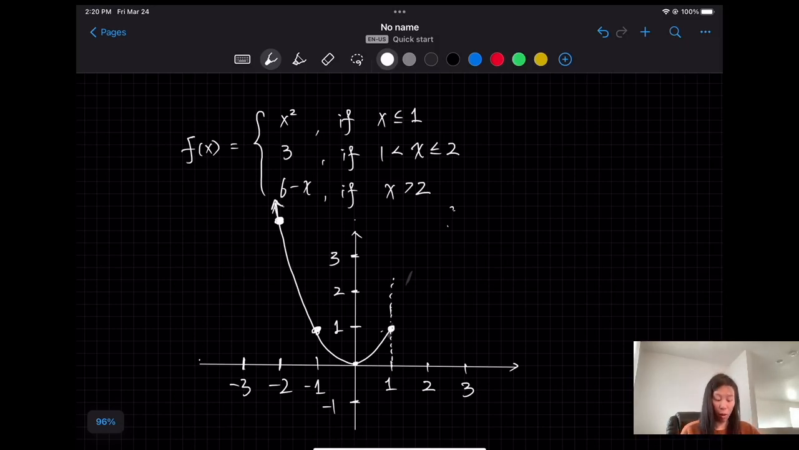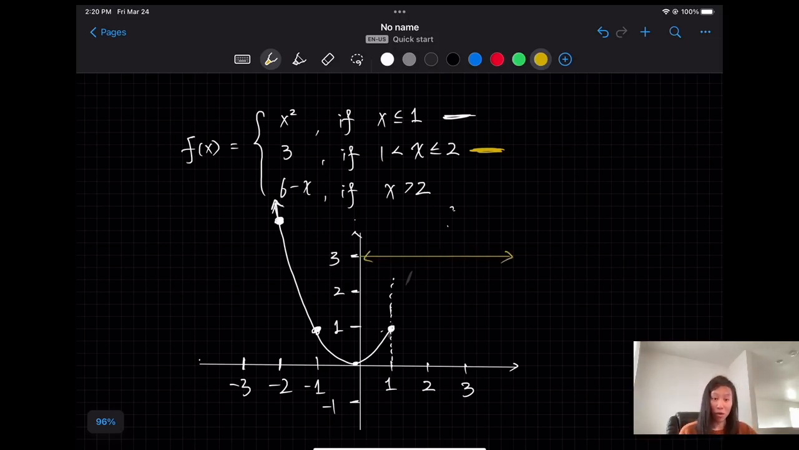Okay, for the second part, f(x) equals 3. This is a constant function. So what does the function look like? I'm going to use a yellow pen to draw the second function here. So that means no matter what x equals, y always equals 3. So the function looks something like this, going on both sides.